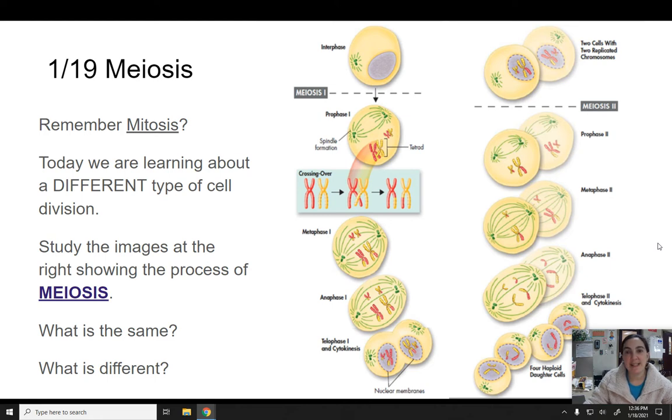Hello, this is Mrs. Ness-Deden, and today we are going to continue talking about how DNA gets passed on from one generation to the next. Last week we talked about how DNA codes for proteins and how mistakes in that DNA can cause genetic conditions if it affects the protein that's made.